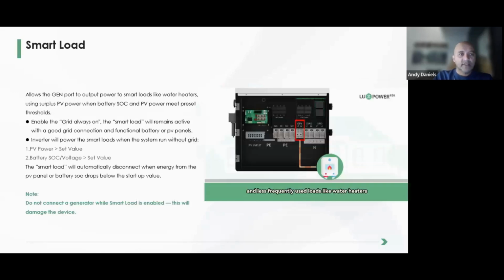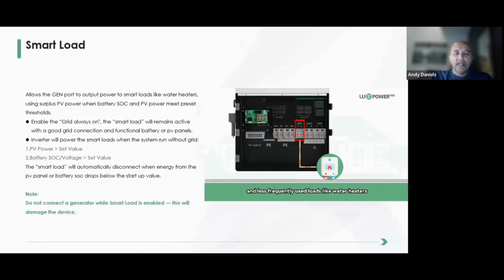Right, so the next one we're going to look at is the smart load. So this is the final feature that the Gen port has. It's a smart load function. So what does smart load mean? Smart load means that you now have an auxiliary output on your generator input. And it allows you to be able to split loads. I'll give you a perfect example.